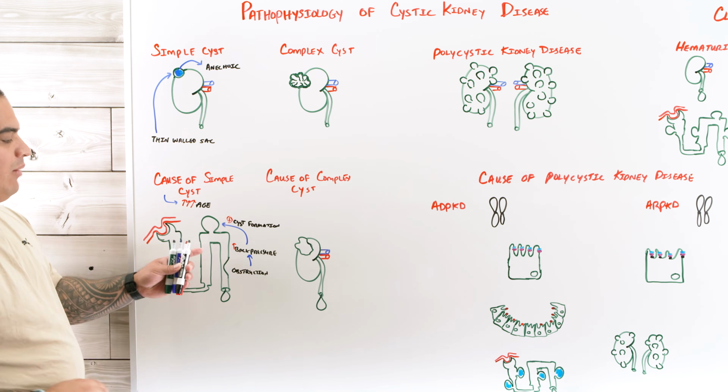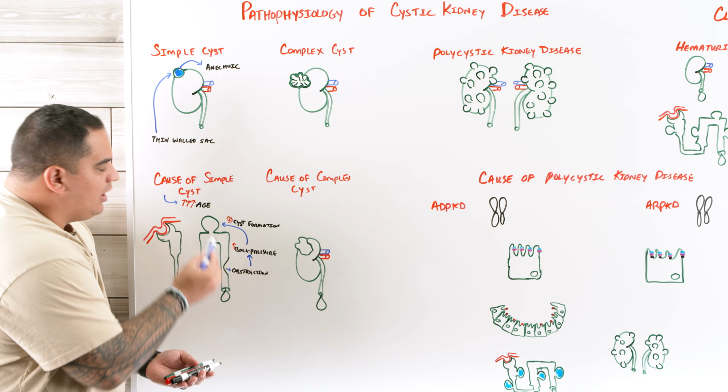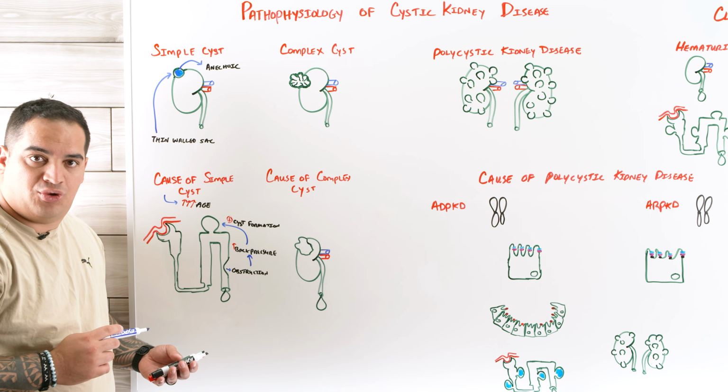So that's the concept that I want you to understand: usually there's some degree of an obstruction, usually with increasing age, that causes this cyst formation to occur.